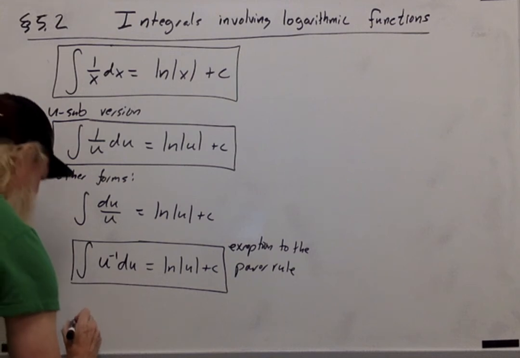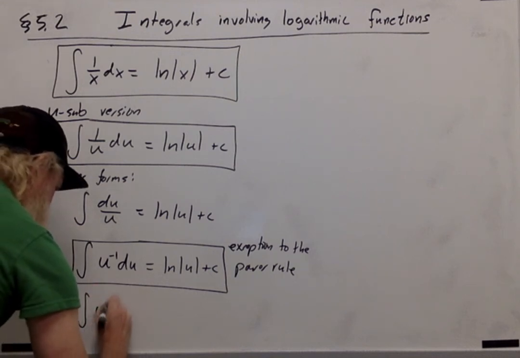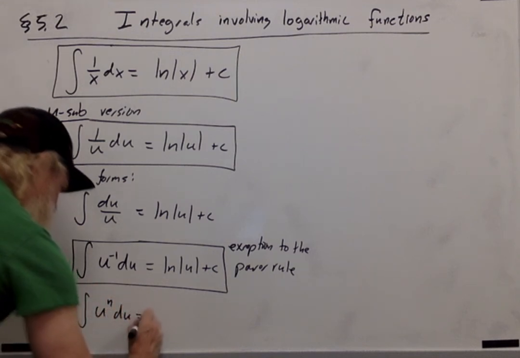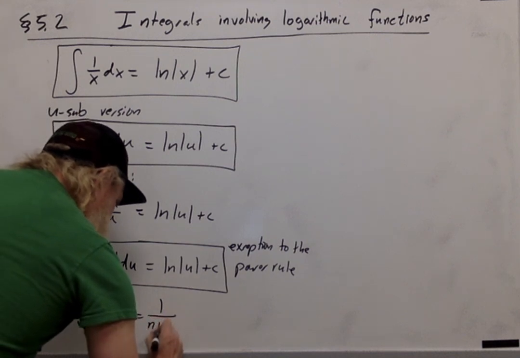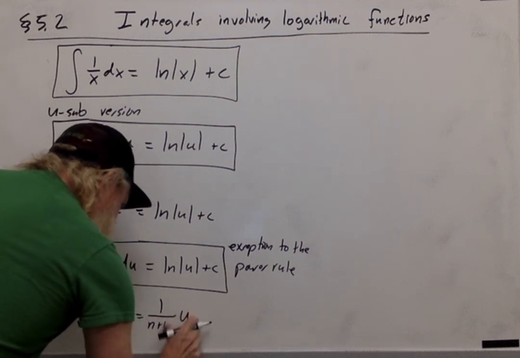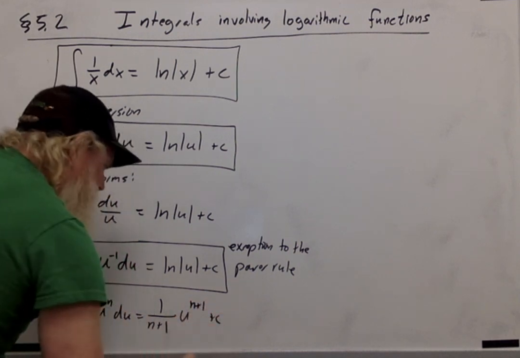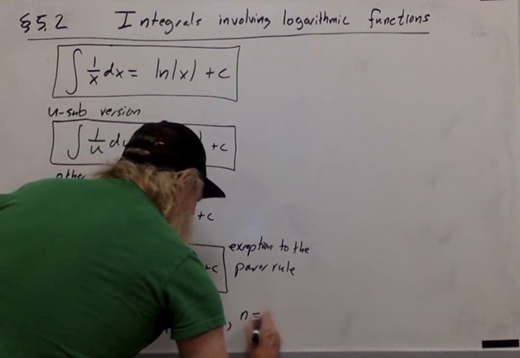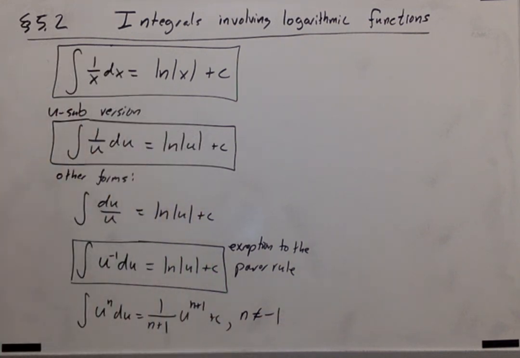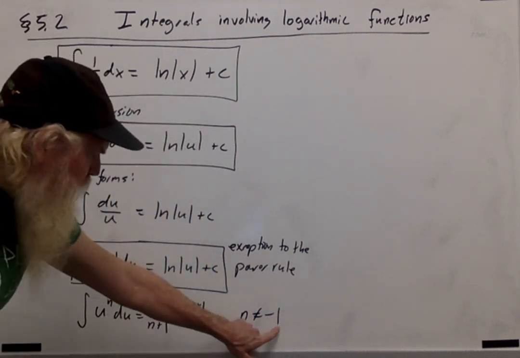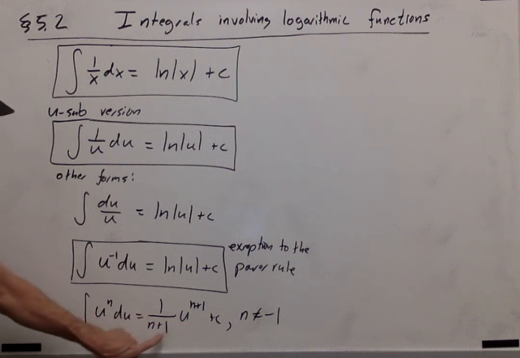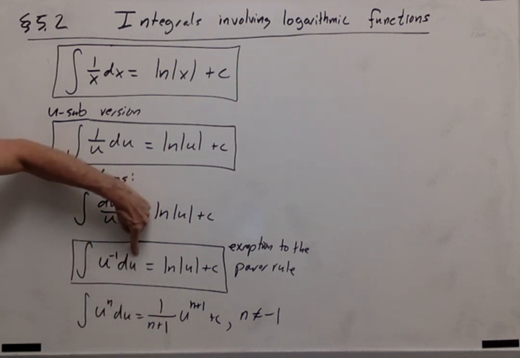Where the power rule says that the integral of u to the n du is 1 over n plus 1, u to the n plus 1, plus c, provided n is not equal to negative 1. If you try plugging n equals negative 1 into this formula, you get a 0 in the denominator. So the power rule doesn't work when n equals negative 1. This formula works instead.